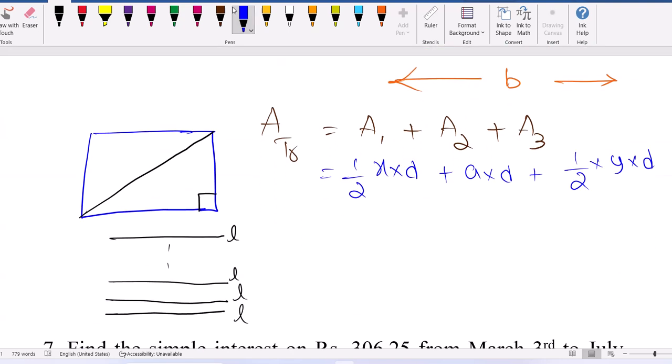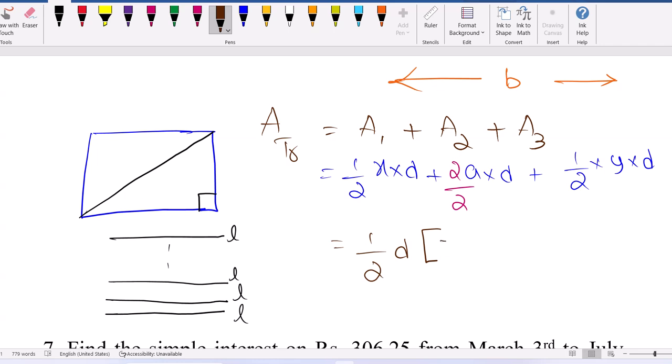Now see, this A into D, what I am doing, I am multiplying by 2 and dividing by 2. Is there any problem? The area of the rectangle is A into D there. I'm multiplying by 2 and dividing by 2 to make sure every term has the denominator 1 by 2, and I have taken D common. What else is left over? 1 by 2 and D taken out.